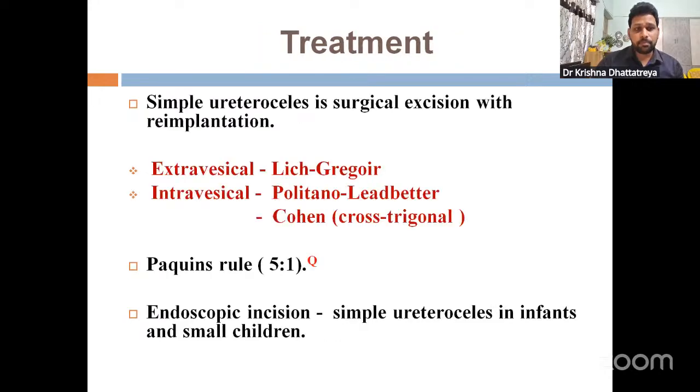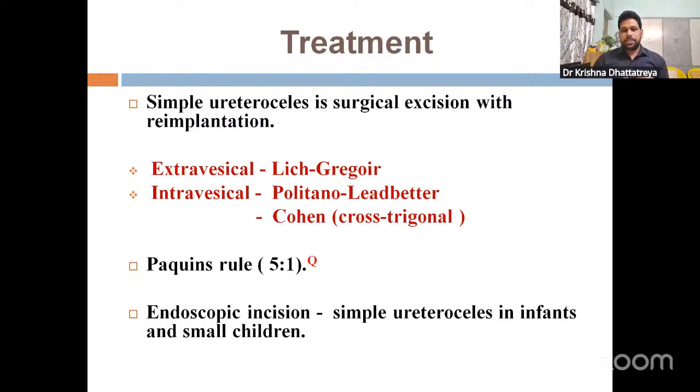Okay. So the treatment of this ureterocele is you can perform a simple surgical excision of the ureterocele and reimplantation. Reimplantation can be done by 2 types of approaches. One is the extravesical approach, another one is the intravesical approach. For the extravesical approach, the technique is the Lich-Gregoir technique, whereas the intravesical is the Ledbetter-Politano technique or Cohen's technique.